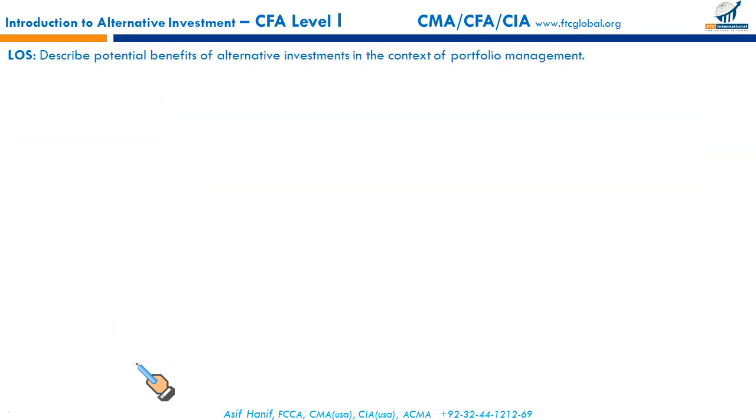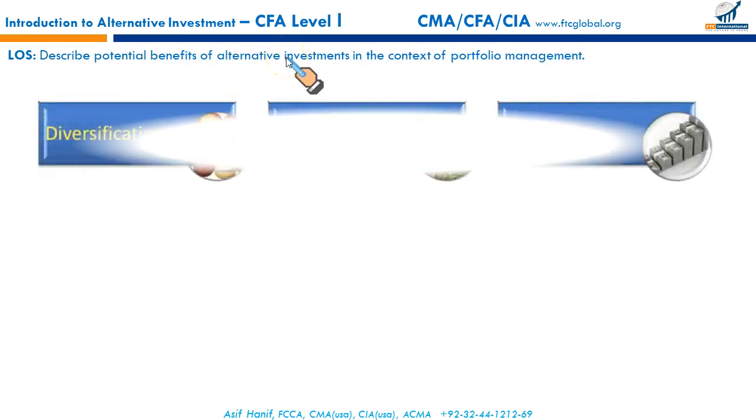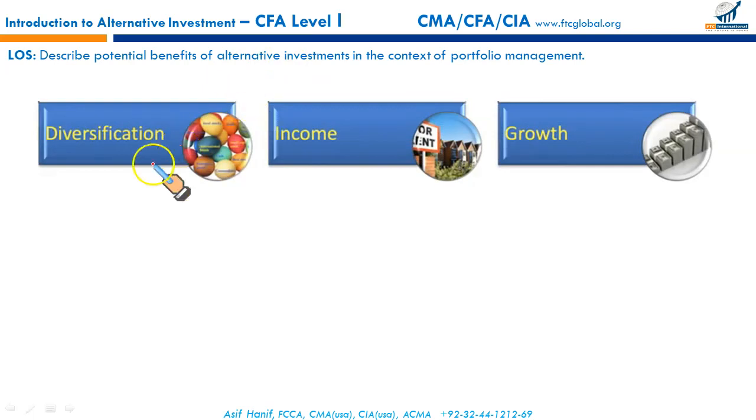Now next, describe the potential benefits of alternative investment in the context of portfolio management. The first benefit is diversification. Why? Because alternative investment has low correlation to traditional investment. If you hold a piece of property, or an investment in a road, the return on these investments has almost no correlation with the return in the equity market. Hence they will help you reduce portfolio volatility.